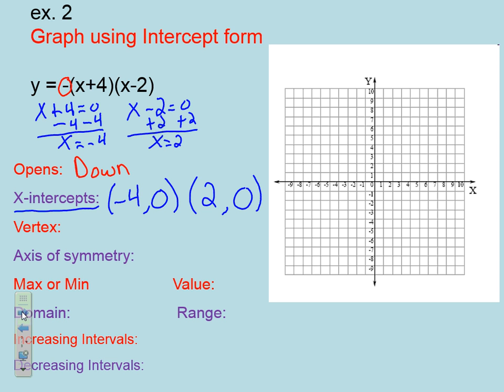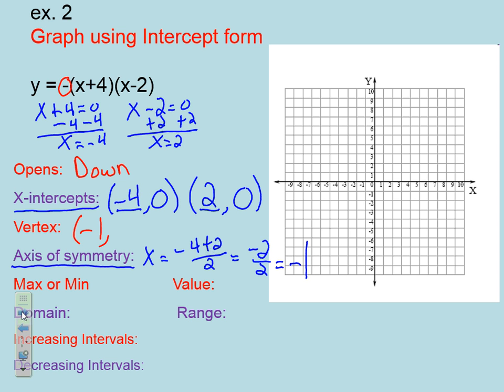Next thing we need to do is find our axis of symmetry. So we're going to take these two numbers and add them up. So x equals negative 4 plus 2, divided by 2. So negative 2 divided by 2, we get negative 1. So when we're talking about a vertex, we're going to have negative 1.